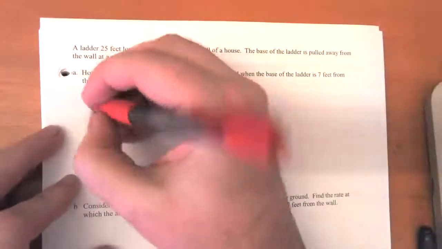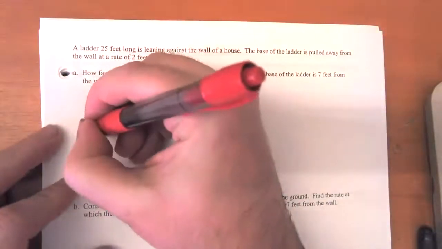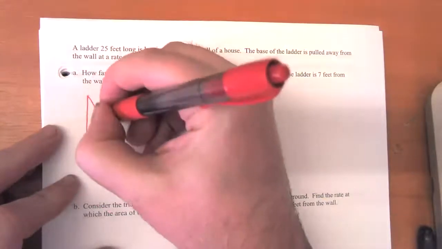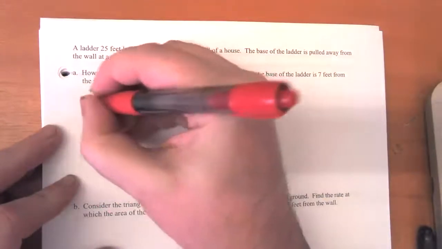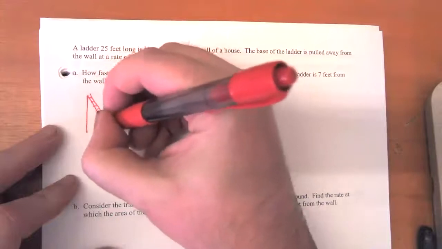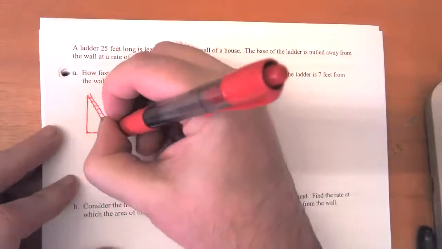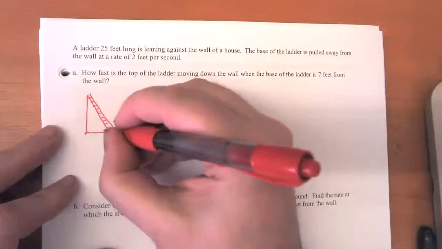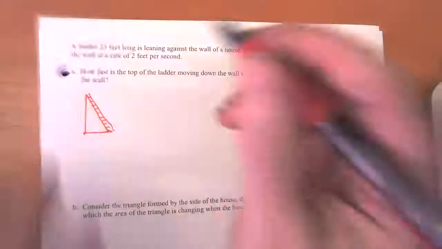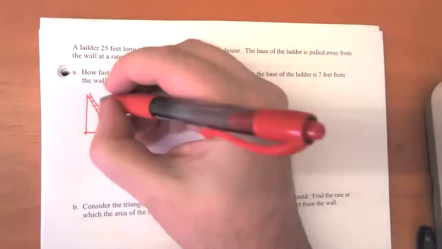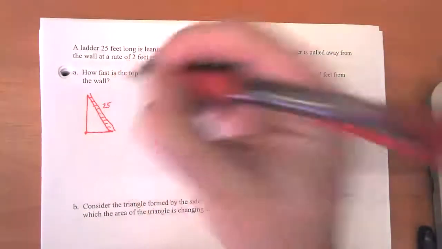So let me draw a diagram of that just to make sure I understand what's going on. So there's my wall and there's my ladder. I'll put some rungs on my ladder, and then we'll draw in the section between the base of the wall and the base of the ladder. All right, so we've got the ladder being 25 feet long.